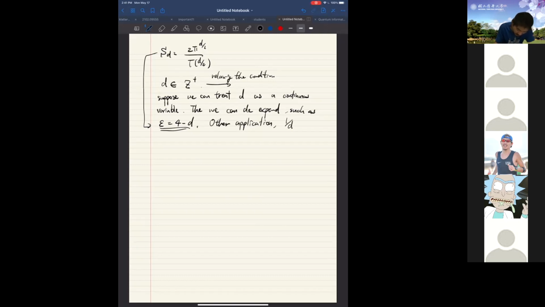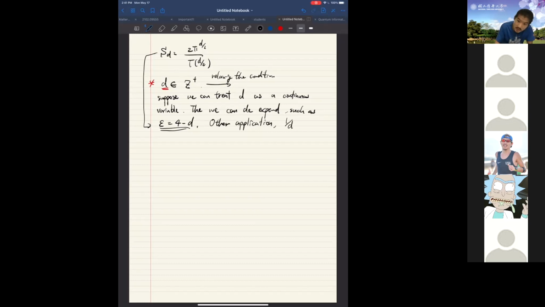Okay, so this is just a typical concept or mathematical tool that we often use in theoretical physics: treating d as a continuous variable and then doing some expansion and trying to extrapolate to the dimension that we are interested in. So this is just a quick comment.